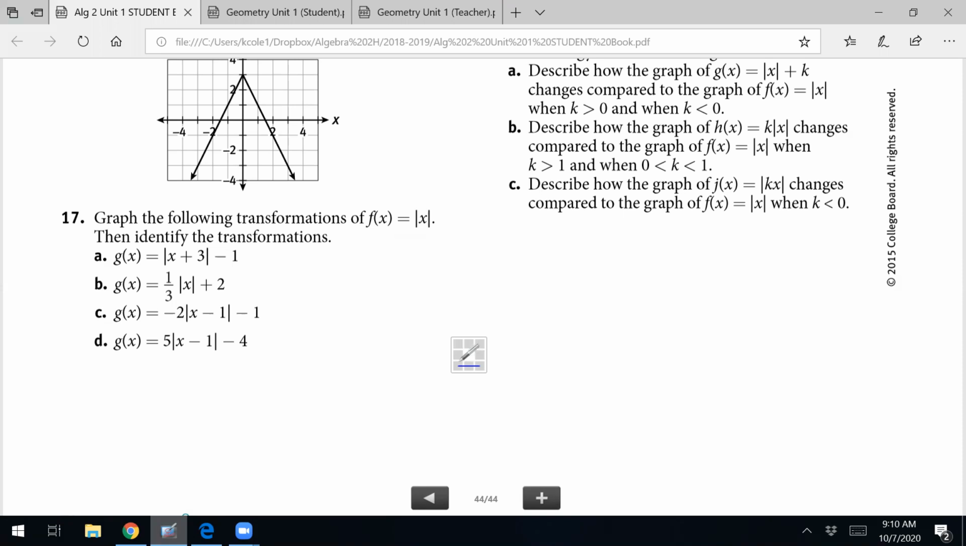Yeah. Okay, let's look at A. Is there anything in front of this one? No, so there's no change in width. The width is still the same as the parent function. Then you have this plus 3. What's the plus 3 do? Left, how many units? 3 units. What's the minus 1 do? Down 1. That's what's going to happen to that graph. Okay, so we are going to go left 3, down 1.